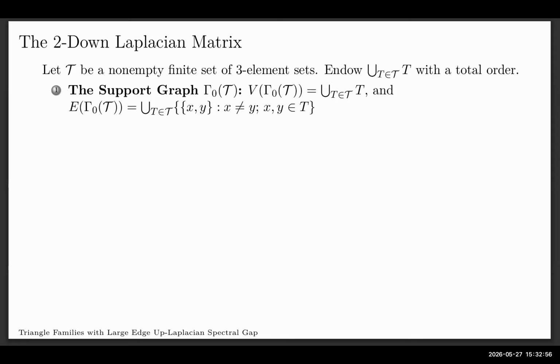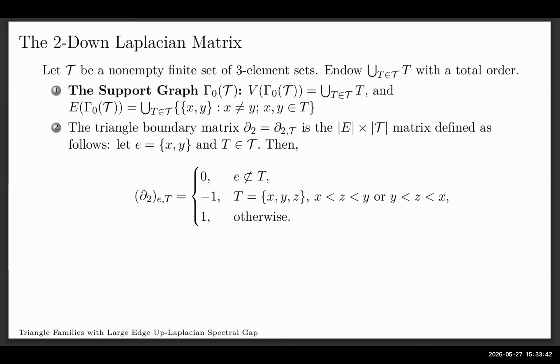So I'm going to define it for an arbitrary set of 3 sets. So 3 element subsets of some arbitrary set which is totally ordered. And given such a family, a non-empty finite family, we can create the support graph, which I'll denote by gamma sub 0. It is basically the minimal graph that would support these 3 sets as triangles. So you take the union of these 3 sets as your vertex set of the graph, and take pairs of the ground set elements that appear as subsets of these triangles. This is what I'll be calling the support graph.